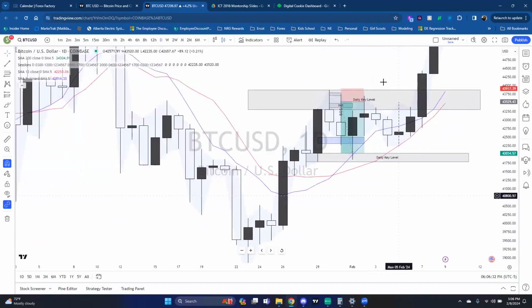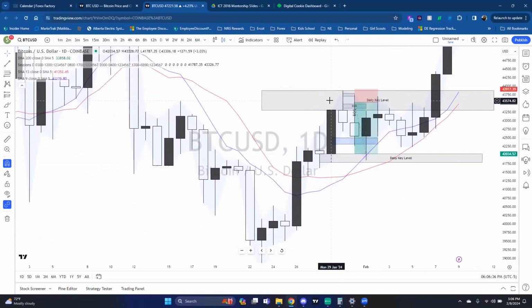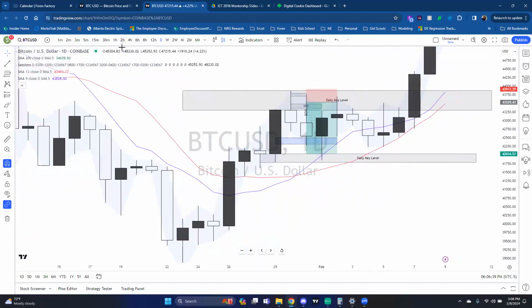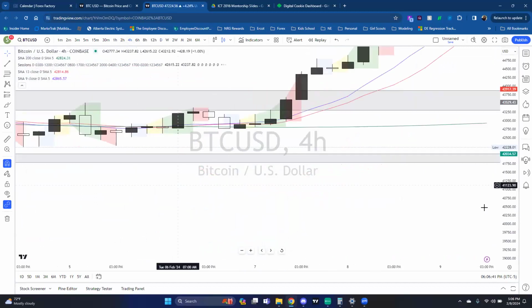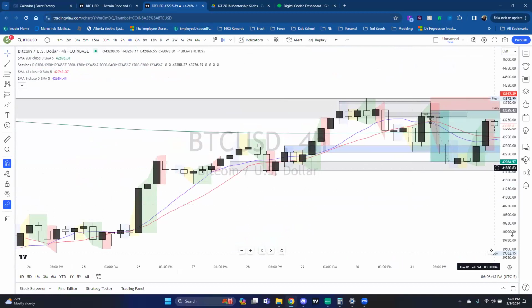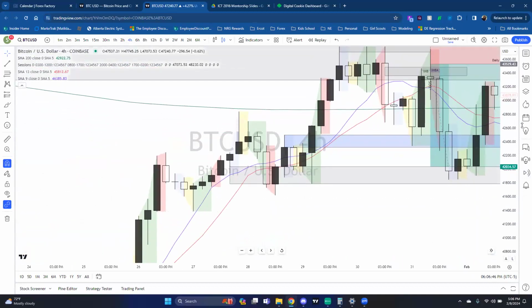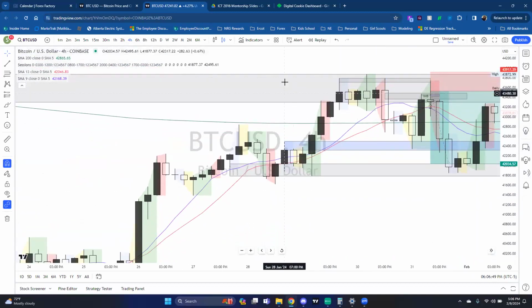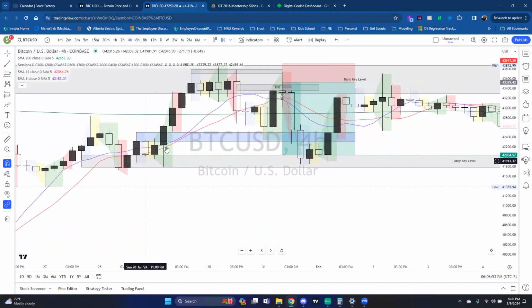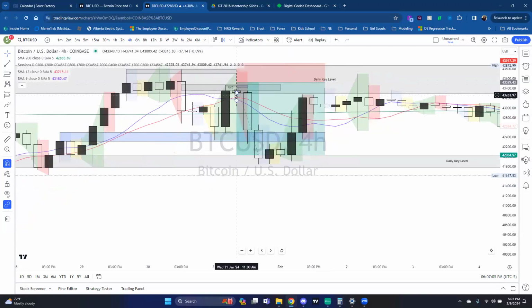All right. So I marked up this level, I think. Let me go down. Let's see if I can remember what I did. Okay, so yeah, I marked up this level here. This is the daily. And then I think I was here when I marked it up, and I saw that it broke. And then I was waiting for a pullback here.